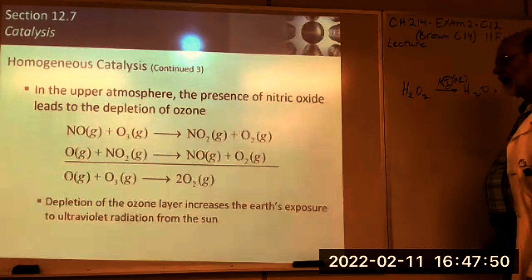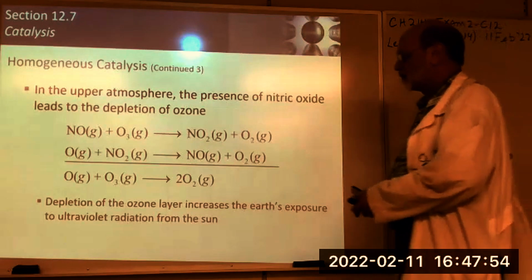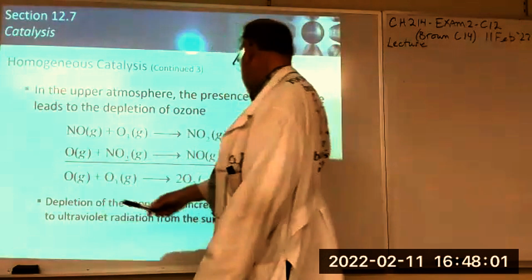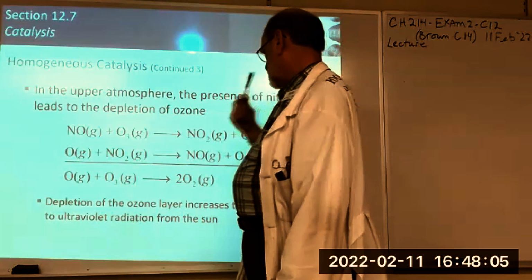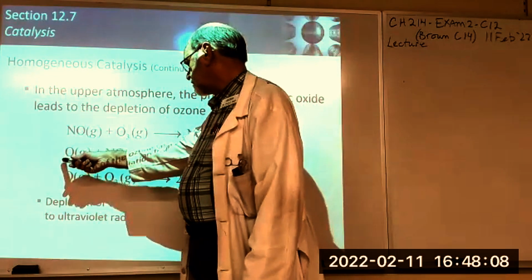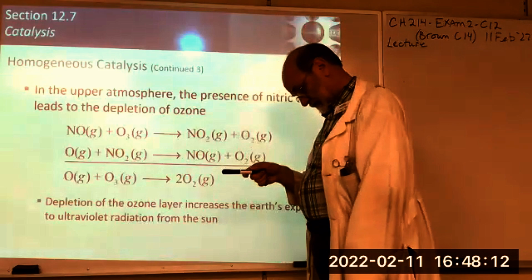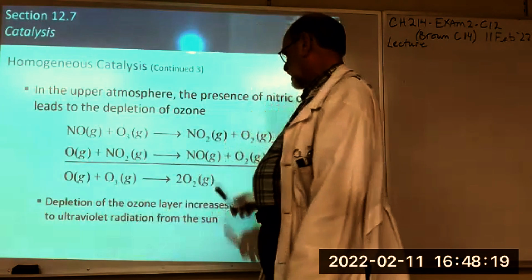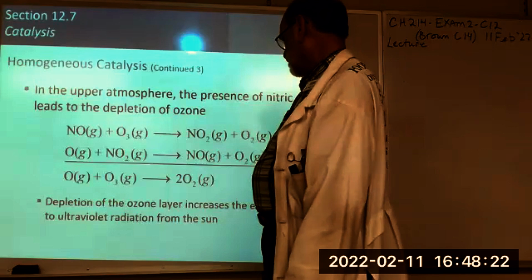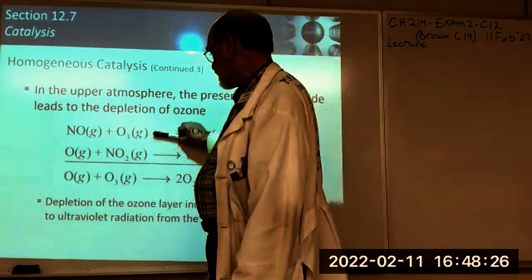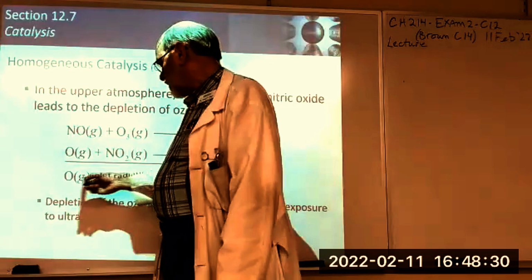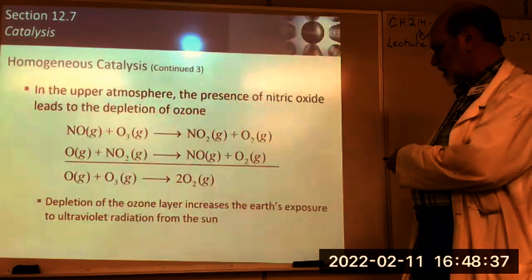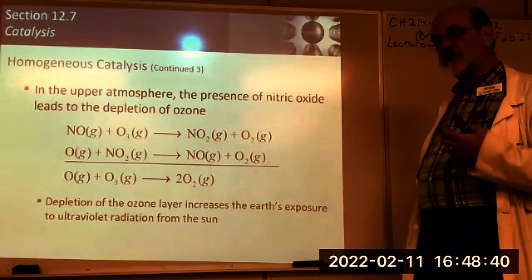Okay. Another example, nitrogen monoxide and ozone makes oxygen and nitrogen dioxide, and then this is a free radical. This is a free radical. Reacts with this one to produce oxygen. And if you add these two elementary steps together, you get ozone reacting with free radical oxygen to make two oxygens. This is how the ozone layer in the polar regions is depleted.